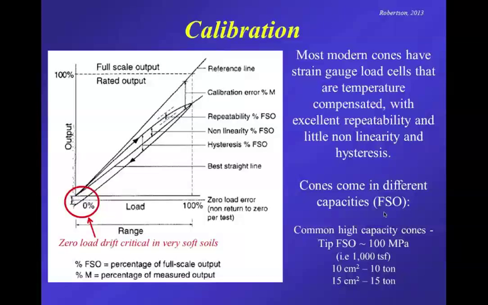which for very soft soils where you're measuring way down at the bottom here, that zero drift becomes significant. And the full-scale output, it's common to have a high-capacity cone, so it's not unusual for the tip full-scale capacity to be 100 megapascals, which is 1,000 tons per square foot, which for a 10 square centimeter cone is nominally about 10 tons. So often they're referred to as 10-ton cones. The difficulty referring to it as a load is that they're load cells designed to measure stress, and so it is a function of the size of the cone.